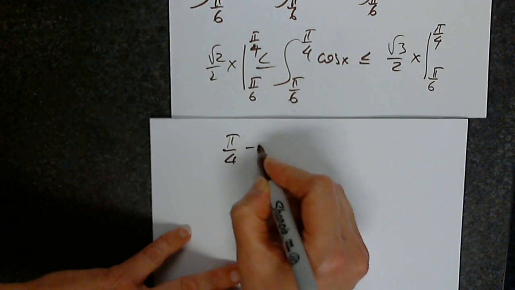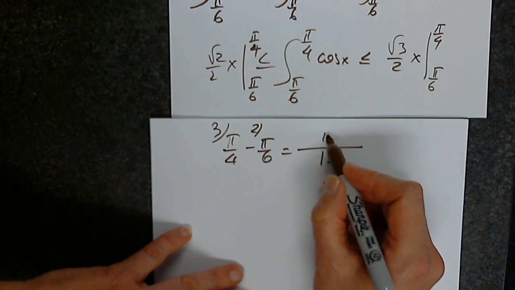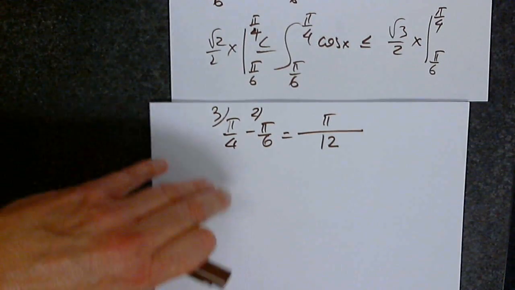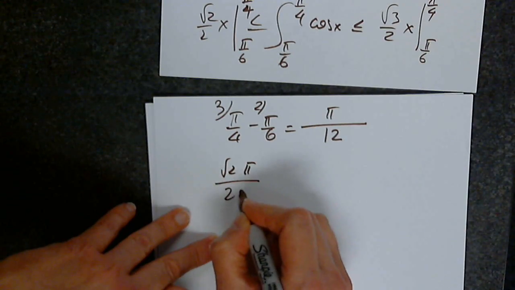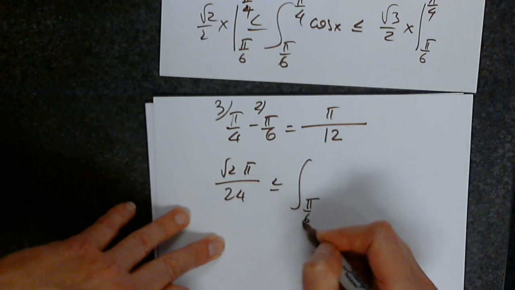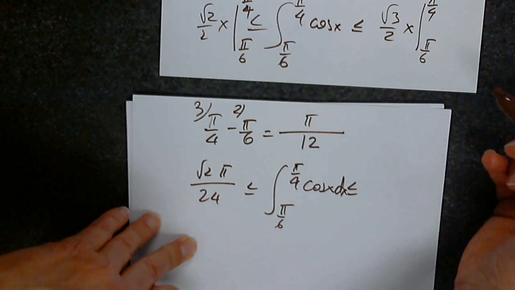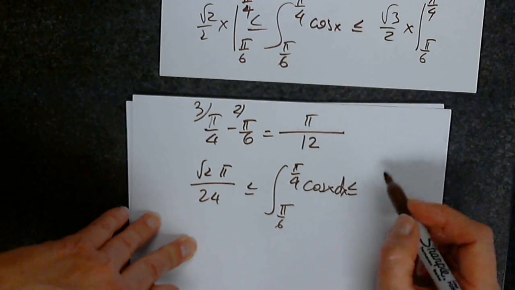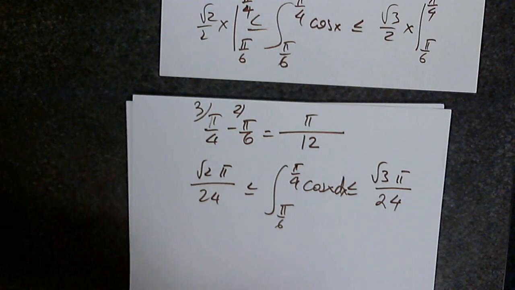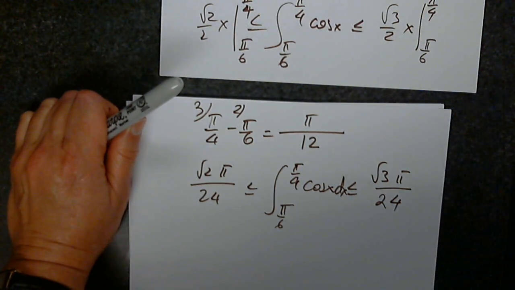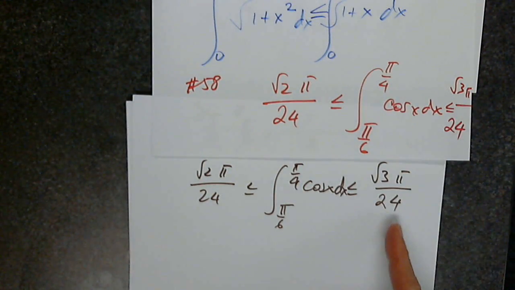So now when I plug in pi over 4 and I subtract pi over 6, let's calculate that, pi over 4 minus pi over 6. The least common denominator is 12. I have a 3 and a 2, so this is pi over 12. So the square root of 2 over 2 times pi over 12 is the square root of 2 pi over 24. dx, of course. And again, the square root of 3 over 2 times this, which is the square root of 3 pi over 24. I look back at the problem and see if I got what they wanted me to determine. The square root of 2 pi over 24, the square root of 3 pi over 24.